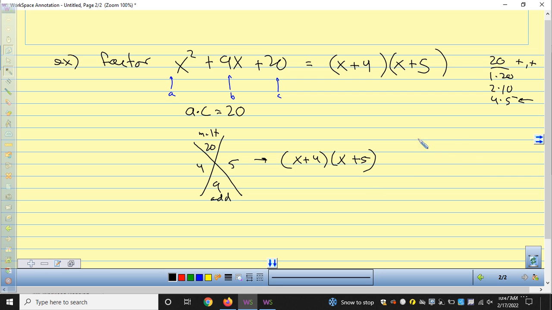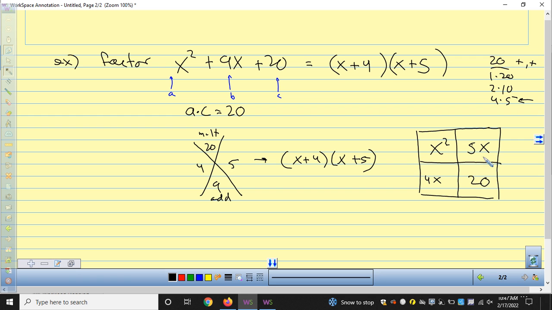Now let's set up the box. The box will come in more useful, or especially useful, when A is not 1. We'll set up the box. So in this upper corner, we have whatever's here, x squared. In this corner goes the number that's here. We find our factors, 4 and 5. So I'm going to put a 4x here and a 5x there. We put the factor with the x.